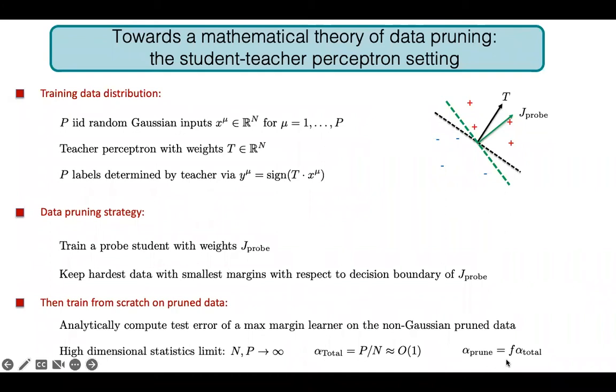And f is the fraction of examples that we keep. So if the total data set size is alpha total, the pruned data set size is f times alpha total. And we're interested in performance as a function of the amount of training data we actually give to our algorithm, which is the pruned data set size.